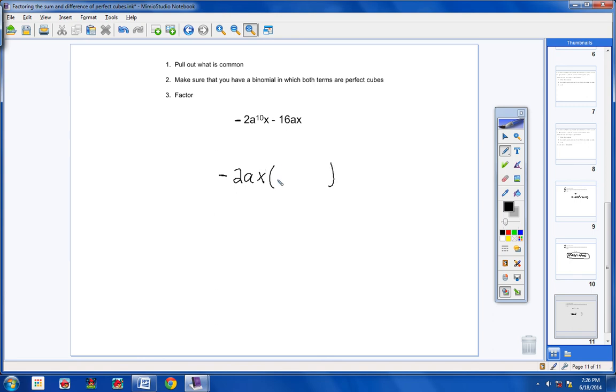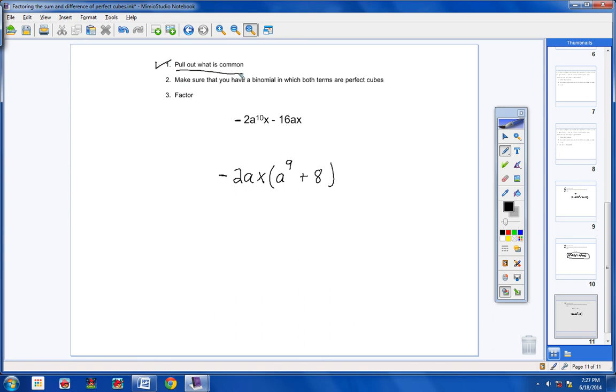Okay. Well, here, if I've done this correctly, I think I would have a to the 9th, because negative 2ax times a to the 9th would be negative 2 a to the 10th x. And over here, I'm pretty sure I'm going to have a positive 8, because negative 2ax times a positive 8 would be a negative 16 ax. So there, I've pulled out what's common. Now notice what you're left over with here would be two terms, and look what step 2 says.